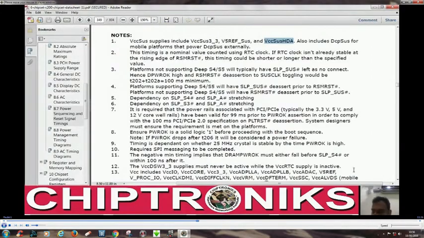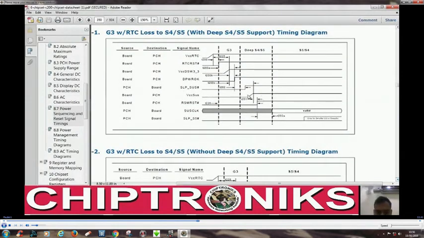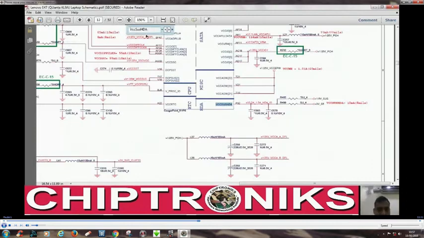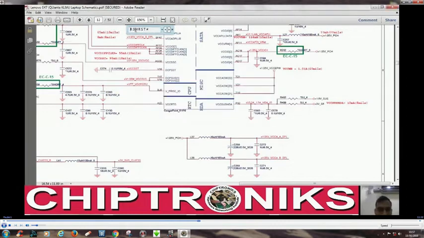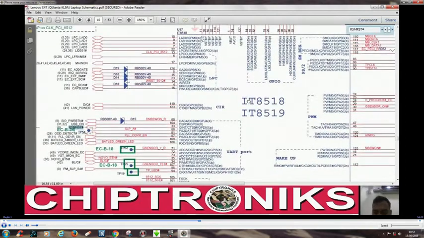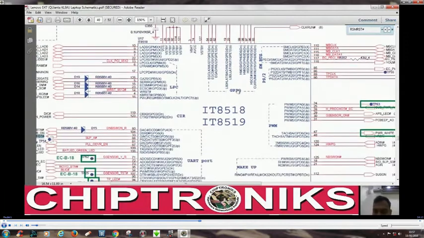So we'll go to the power sequence diagram. And after VCC_SUS, RSM_RST will be generated by the IO controller. Okay, this RSM_RST will be generated by the IO controller. You can see this is out from the IO controller. So RSM reset will be generated when the IO controller has got supply, reset and clock.